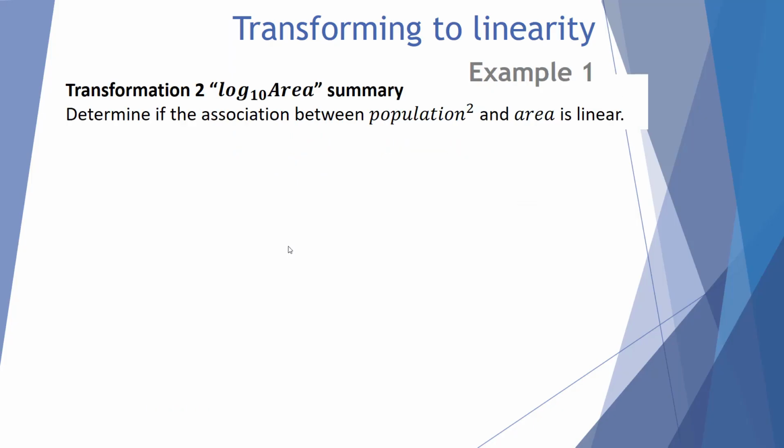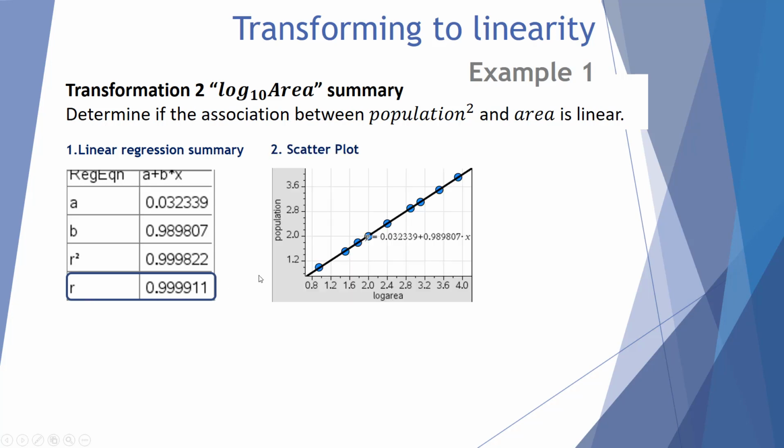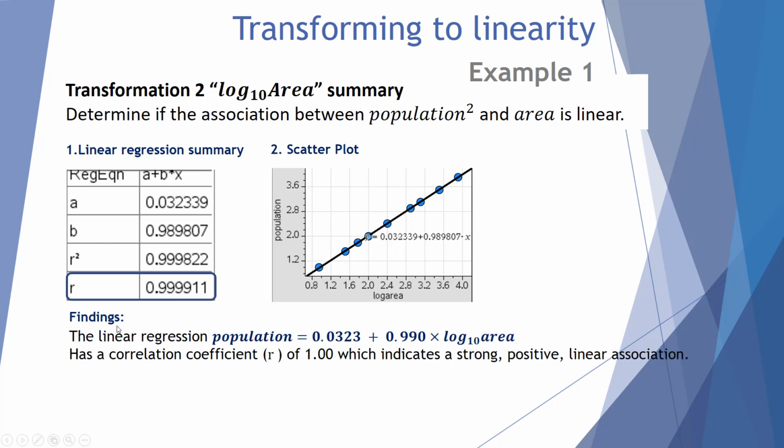Our findings now about the association between population squared and area are as follows. First of all, we have an R value of 0.9999, exceptionally high. Our scatter plot is very encouraging, a straight line relationship. So our findings so far, the linear regression is population is equal to 0.0323 plus 0.990 times not x, but the log of the area. This generates a correlation coefficient of 1, which indicates a strong, in fact nearly perfect, positive association. And the graph visualizes that it's linear as well.